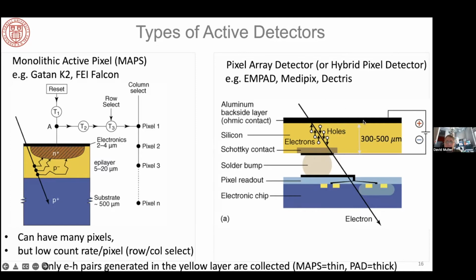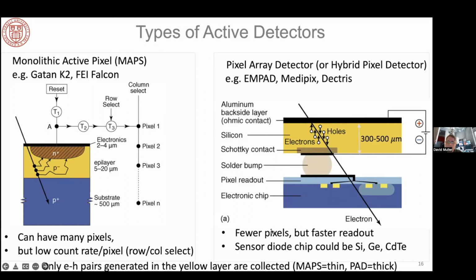But the beauty of these hybrid detectors is that with your sensor layer, you basically connect complicated electronics to every pixel on the chip. So now you can do much more sophisticated processing. We have fewer pixels and a faster readout. Because we can do more processing, we can get more sophisticated electronics to get a high dynamic range, which for us is very important. And the sensor diode itself doesn't have to be silicon; it could be other materials as well.